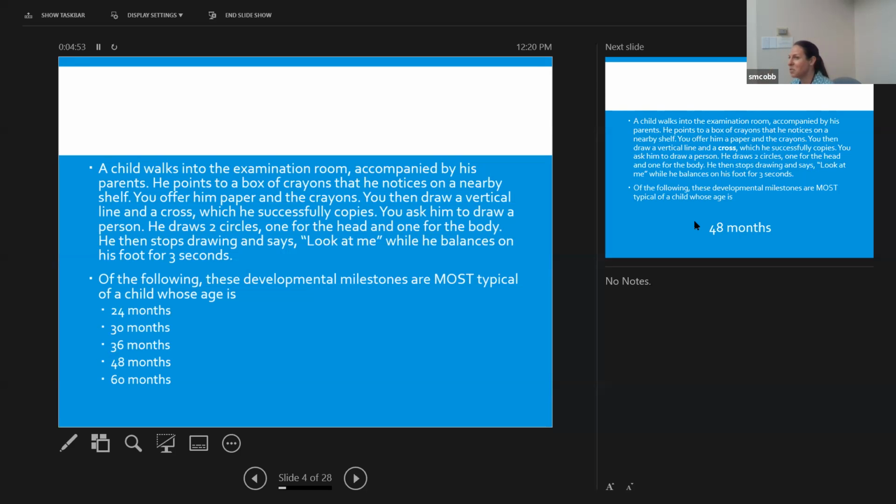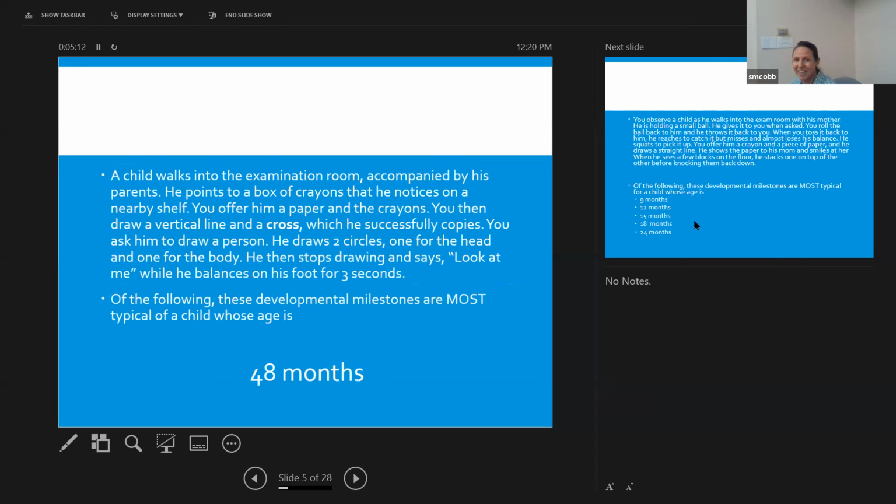And they gave you young ones and old ones, and they want to know how old this kid is. So they're really looking for what's the oldest milestone that this kid can do. And then they want to know, that would be the development that's most typical for what age? 4. Exactly.